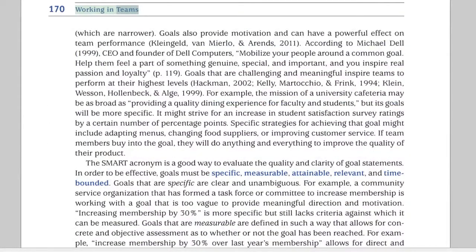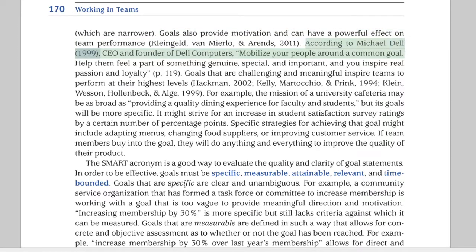which are narrower. Goals also provide motivation, and can have a powerful effect on team performance (Kleingeld, Van Mierlo, and Arends, 2011).